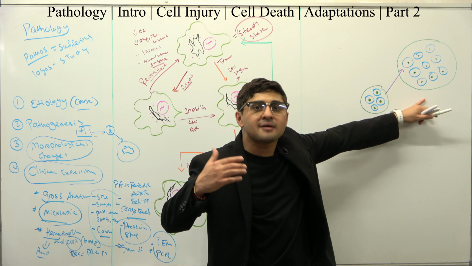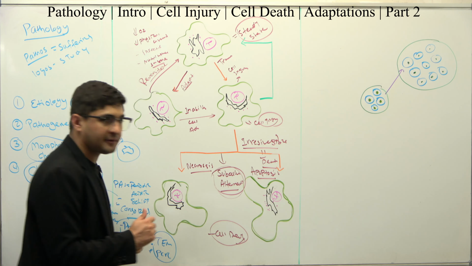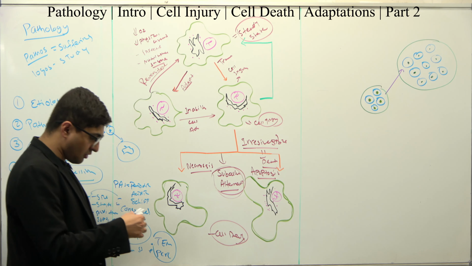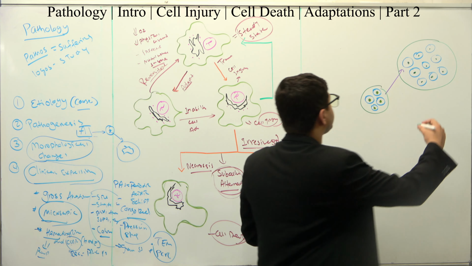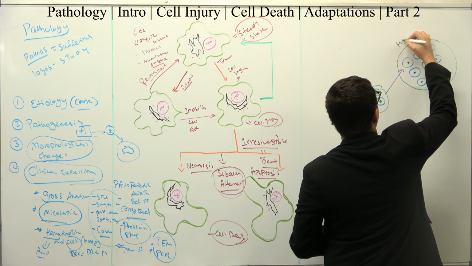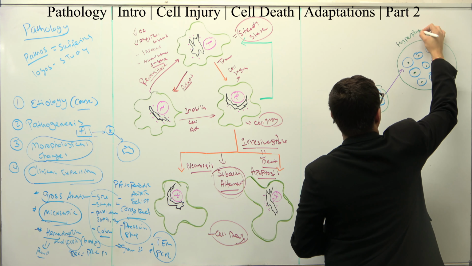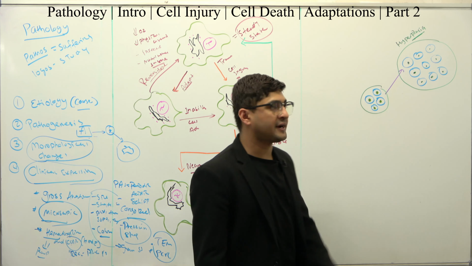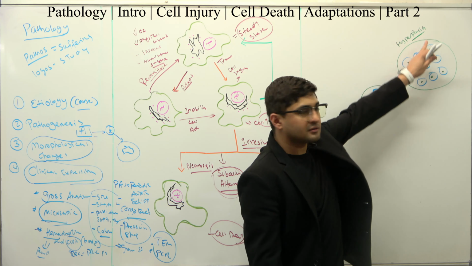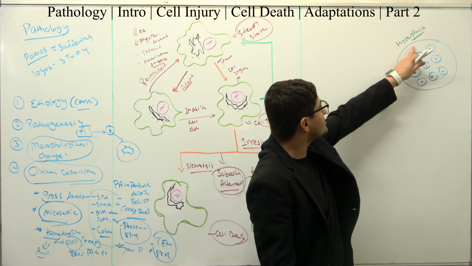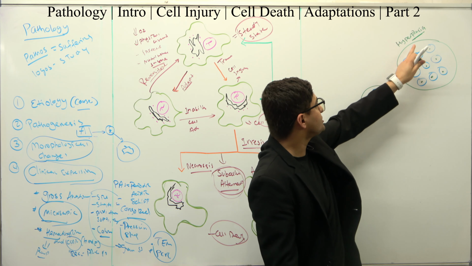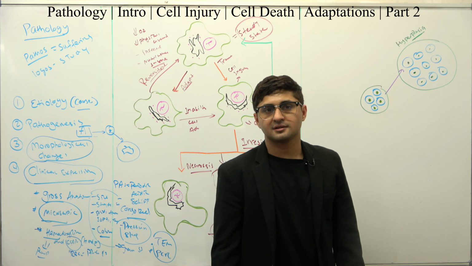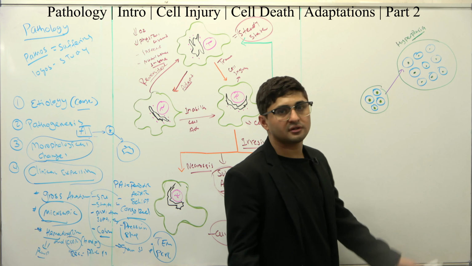So what do we call that? This is one of the adaptations that the cell does, all right? And that is called hyperplasia, guys. Hyperplasia. So whenever you hear plasia, think about growth, all right? There's an increase in the number of cells, which leads to an increase in the size of the organ or tissues. That is what's called hyperplasia.